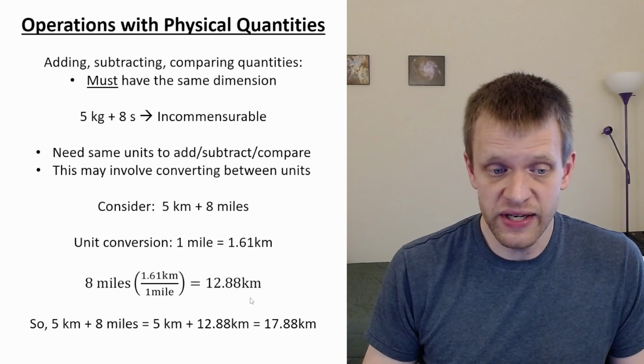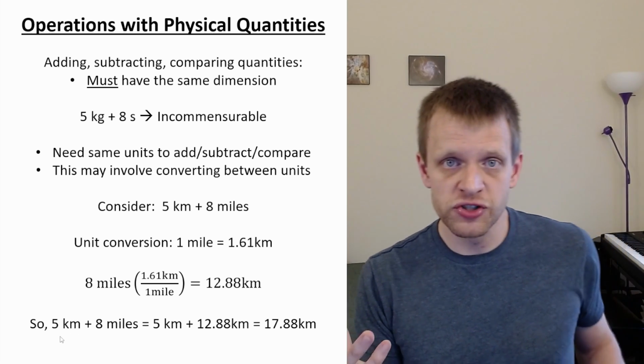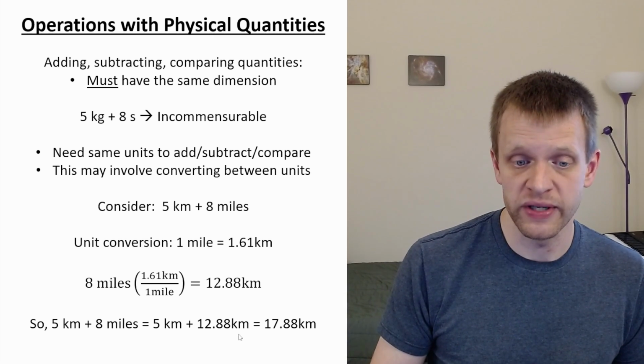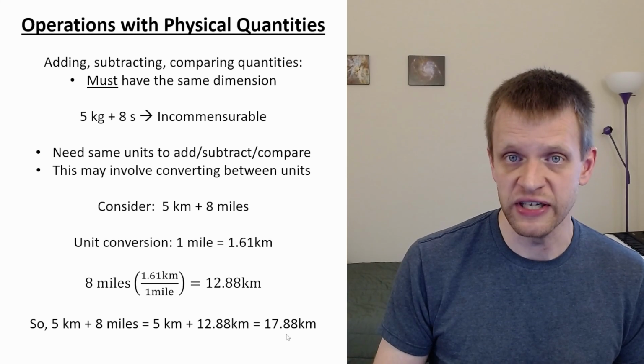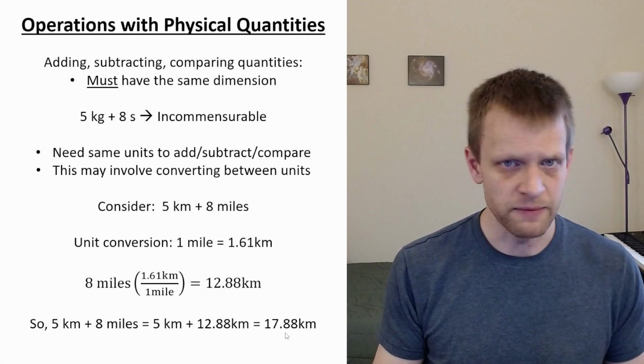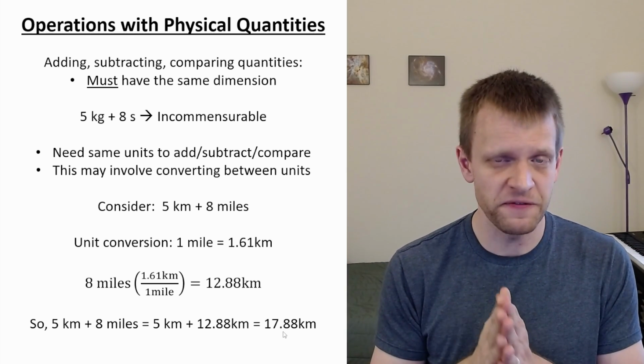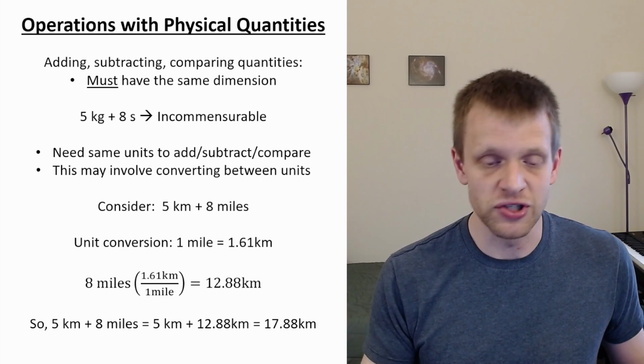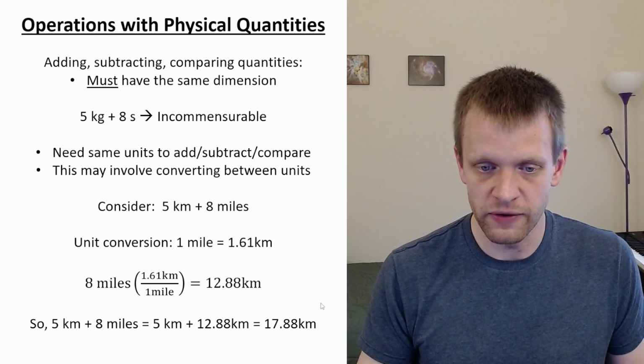So after this, we can say, well, 5 kilometers plus 8 miles is the same as 5 kilometers plus 12.88 kilometers to give us 17.88 kilometers. Again, this is a fairly introductory version of doing unit conversions, but still hopefully a good reminder for everyone.